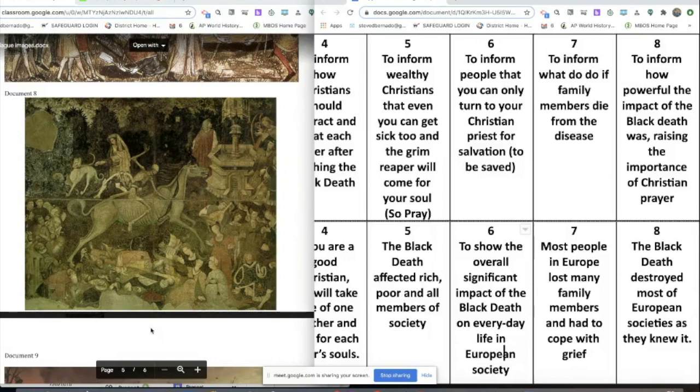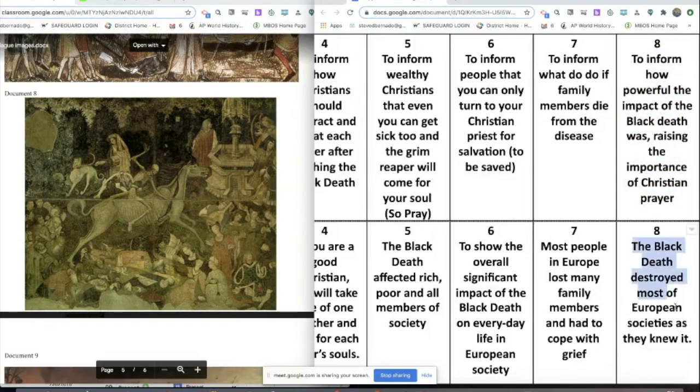Why would an artist go to their studio and paint this image? So from image 8, highlighted in blue, to inform how powerful the impact of the Black Death really was. It wasn't just villages, it wasn't just towns, it was also cities, kingdoms, all of European society. Okay? And this also raises the importance of Christian prayer. The power of this disease is so strong, the only way to fight back, pray, according to the Christian tradition. Okay? That's the purpose of image 8.